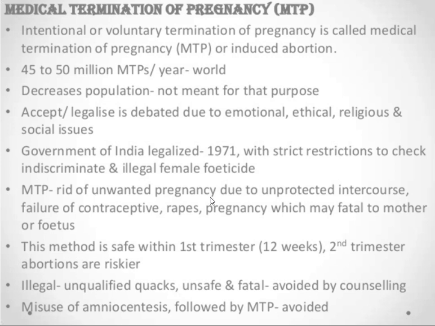MTP helps get rid of unwanted pregnancy due to unprotected intercourse, or failure of contraceptive-raised pregnancy, which may be fatal to the mother or fetus. So sometimes it can be very harmful for the mother or maybe even for the fetus. It is safe within the first trimester, that is the 12 weeks; second trimester abortions are riskier. Specifically, if it is done within 12 weeks after conception, then only it is safe, otherwise it is risky. Illegal unqualified quacks, those who do not have a degree, use unsafe and fatal methods; that can be avoided by counseling. Misuse of amniocentesis followed by MTP is also to be avoided.